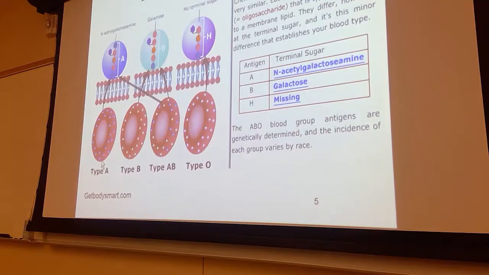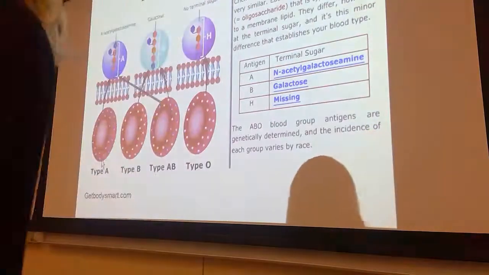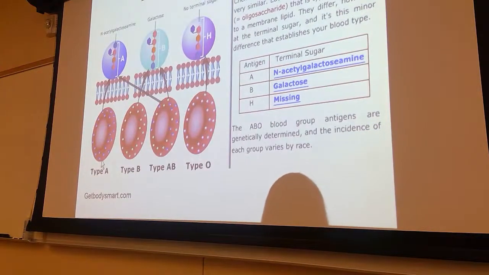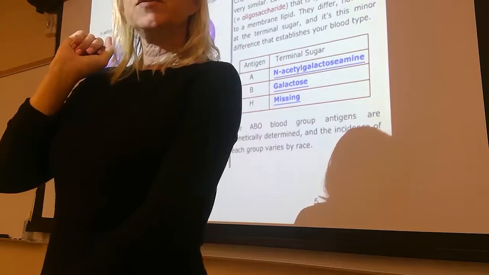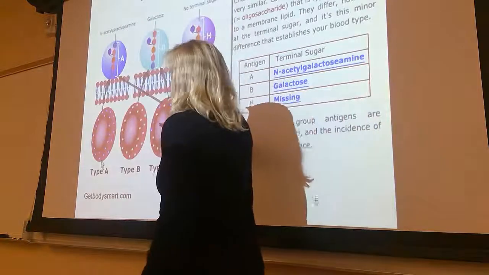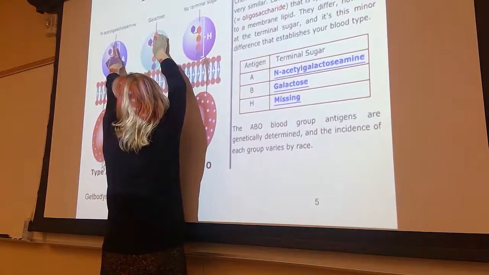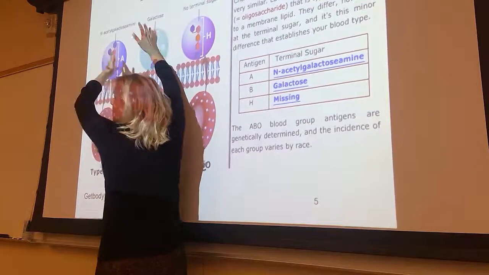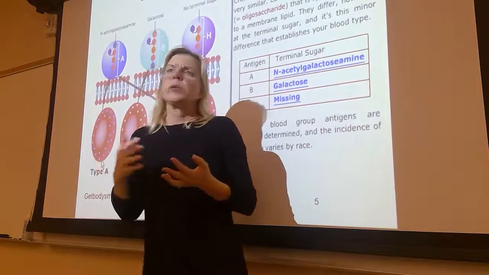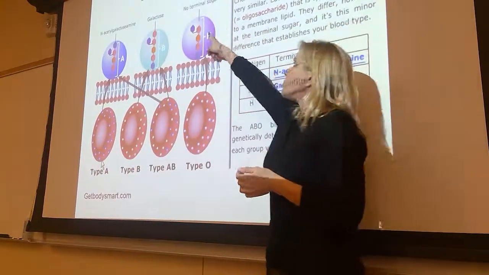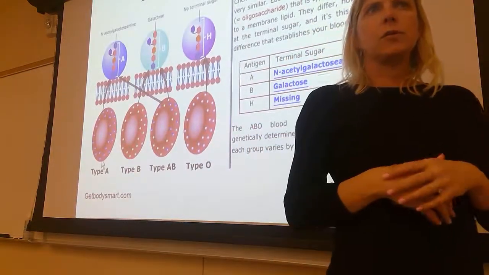If you are blood type A, the last sugar you have is N-acetylgalactosamine. That's your sugar. If you are blood type B, your last sugar is galactose. If you're blood type AB, then you have chains of sugars where one would have N-acetylgalactosamine and the other chains would have galactose. You would have both. And if you are blood type O, you don't have a last sugar after the branch occurs.